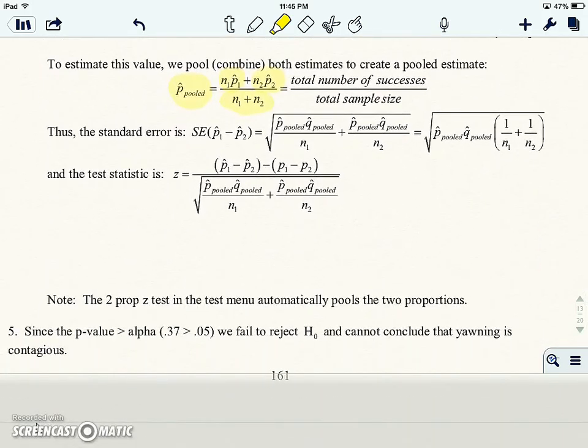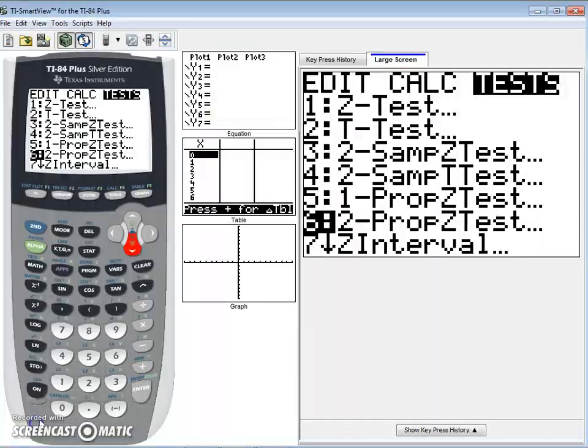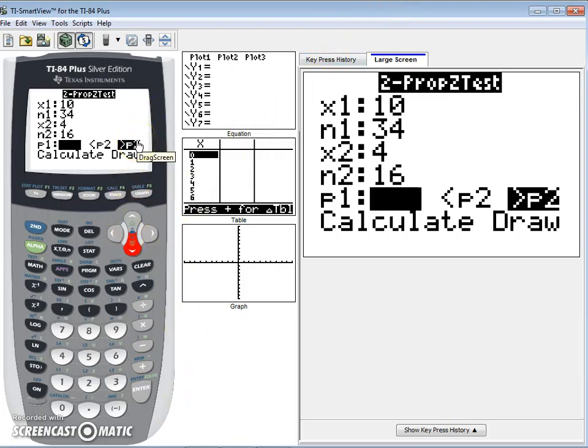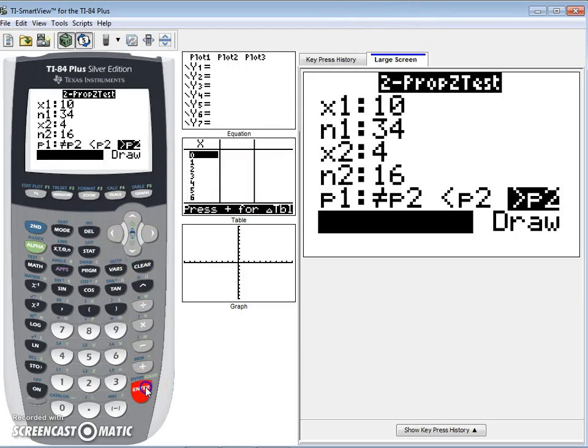So our calculations are actually going to be given by the two proportion z-test. And let's go ahead and do that to make sure you understand. Go to the test menu, go to two proportion z-test. Our first group was the treatment group, and we had 10 of the 34 people yawn. Our second group was the control group, and we had 4 of the 16 control group people yawn. We're curious to see if the treatment group had a greater proportion than the control group, so we're going to pick this one, and we're going to ask it to calculate.